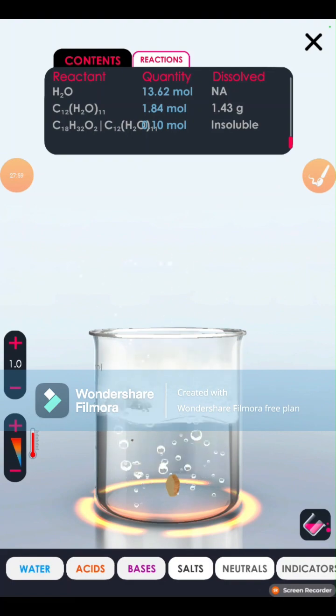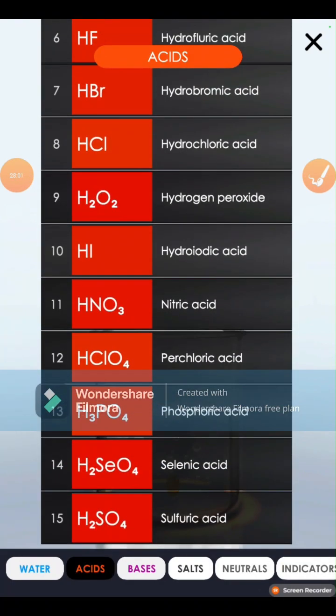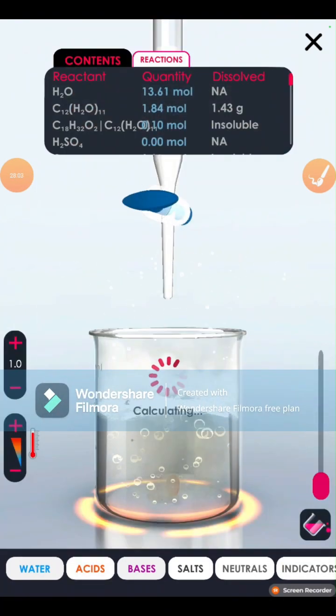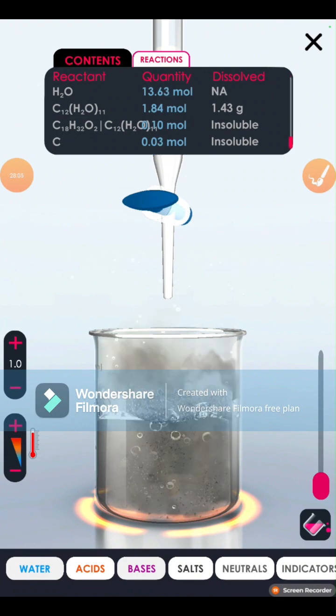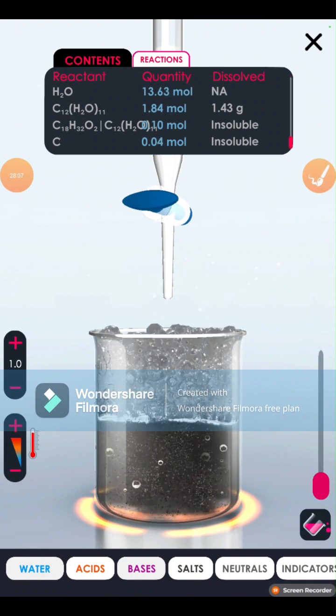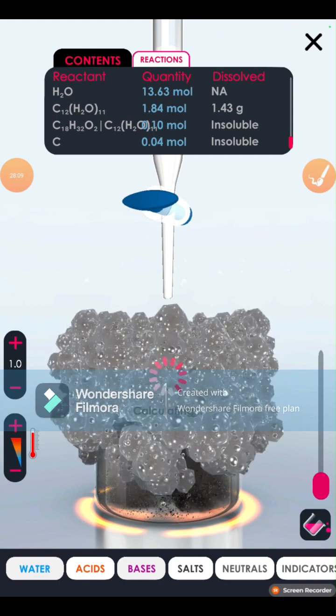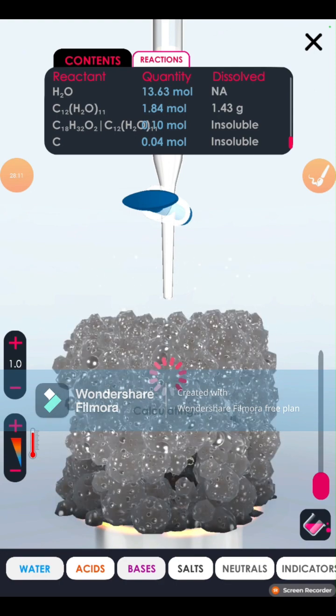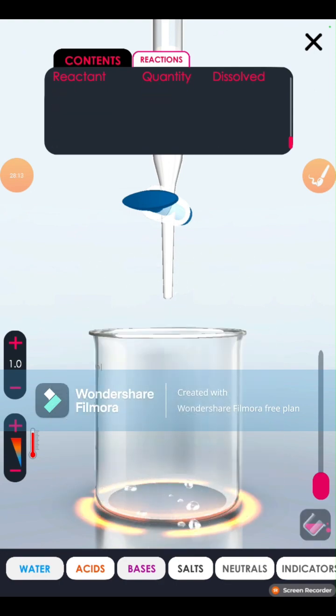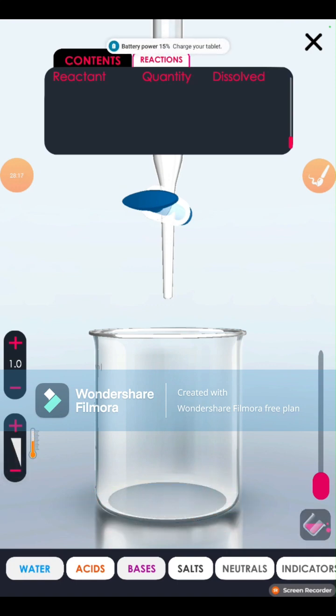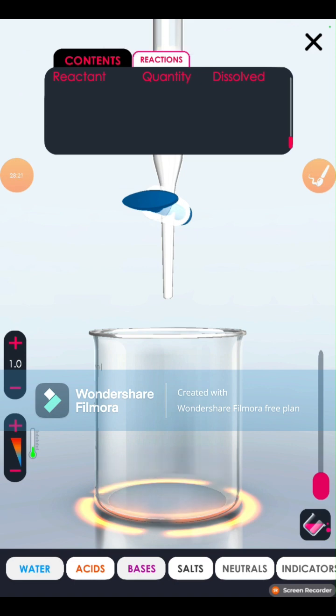Now let's add some acid also, sulfuric acid, to make this process faster. As you can see, the process is getting faster, and gas sprouts out. Heat it more. Heat it as much as you can.